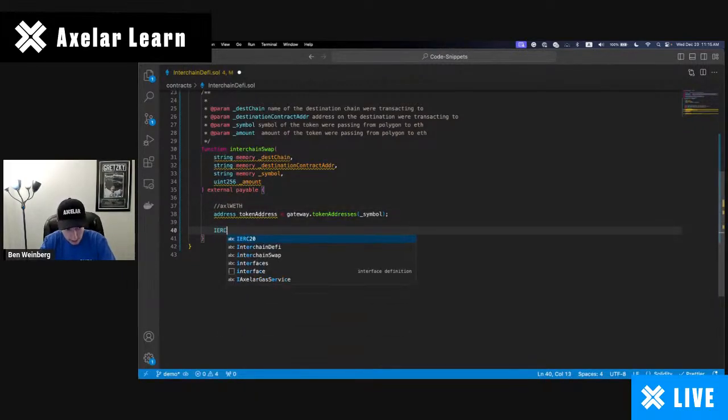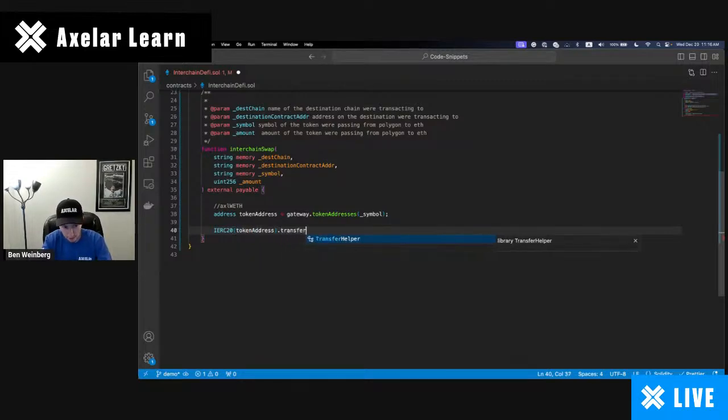Now, we can actually run some basic ERC20 functionality. So what we're going to want to do now is send the tokens from our address, my unique EOA, to this contract, which will be living on, at first, the Polygon blockchain. So let's go tokenAddress, transferFrom, msg.sender to this contract. And how many tokens are we going to be sending? We'll send the amount.